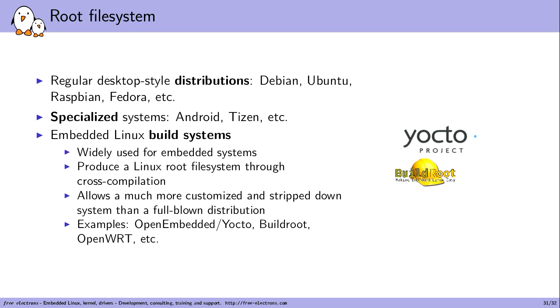But I wanted to mention that in the more deeply embedded world, lots of companies use embedded Linux build systems to produce more customized systems than what general purpose Linux distributions provide. So tools like the Yocto Project, OpenEmbedded, Buildroot, OpenWrt, these kinds of tools provide more stripped down and customized systems that you can use on ARM or other platforms.